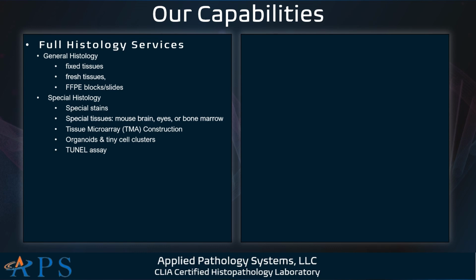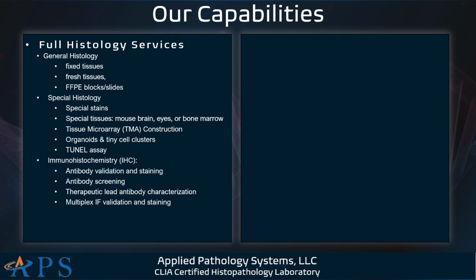For example, we are able to process special tissues such as mouse brain, eyes, or bone marrow. We can construct tissue microarrays using the tissues you provide, and we can process organoids or any other types of tiny cell cultures. Lastly, we can also support apoptotic studies by performing TUNEL assays.